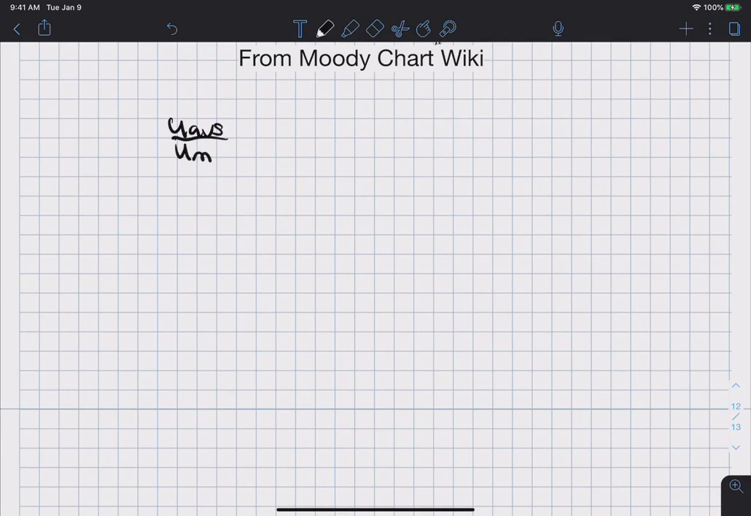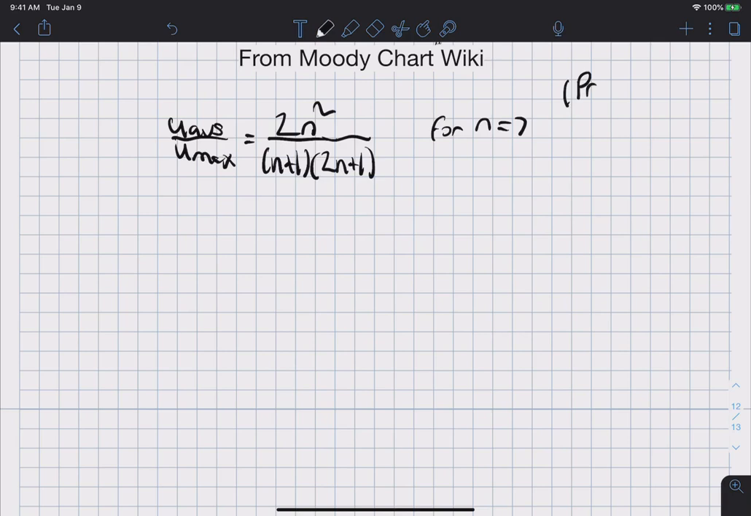U average over U max for a turbulent flow equals 2n squared over n plus 1 times 2n plus 1. If you just go through and analyze the maximum value at the center line, and you analyze the average value, you wind up with this. And this for n equals 7 is called Prandtl's 1/7 law, or 1/7 profile. For n equals 7, this equals 0.87. Recall that for laminar flow, this was 0.5.